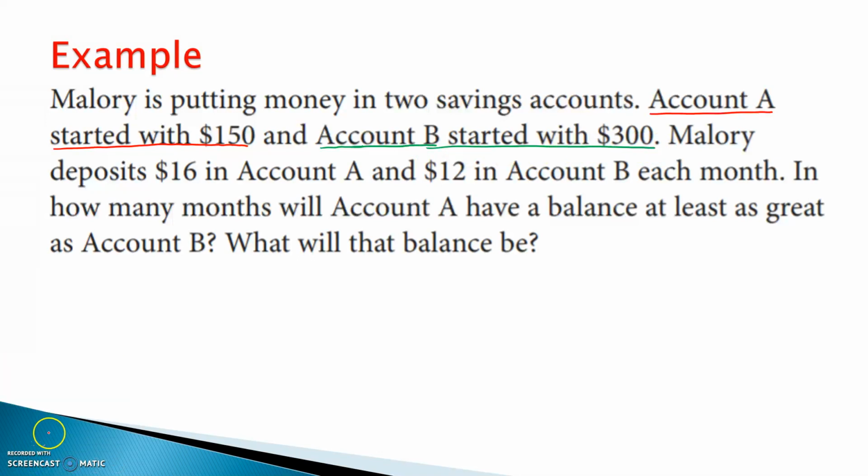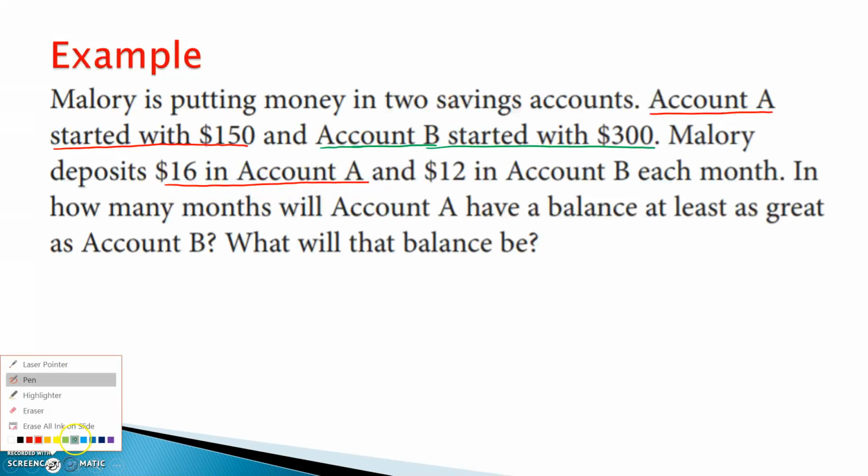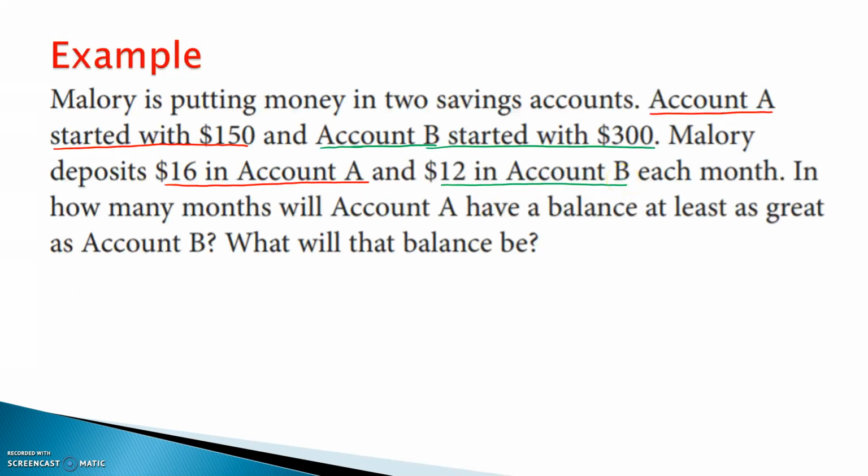So let's go back here, and it says Mallory deposits $16 in account A, and then $12 in account B. So I want to make sure that I keep this organized, and I'm highlighting here, underlining, excuse me, in a different color. And here is the key part to this, and it's actually for both. It says the $16 and the $12 are a monthly thing. I'm going to underline both in green and in red because she's depositing $16 into account A per month and $12 into account B per month.